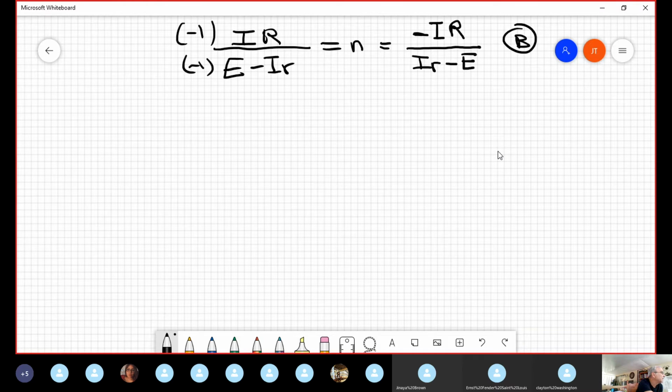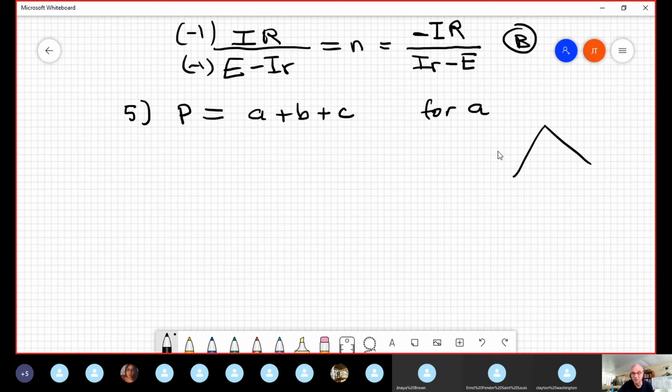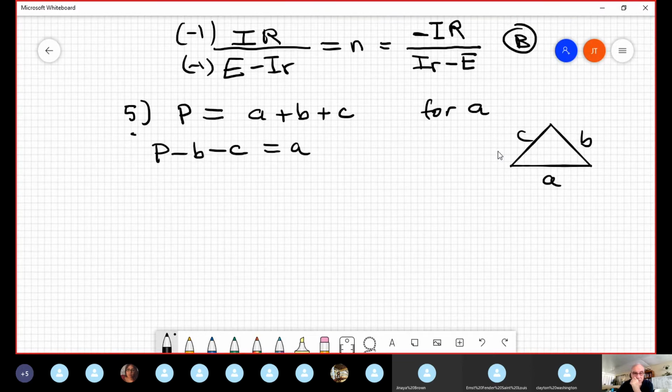Number 5. Oh, number 5 is easy. Look. Number 5 is capital P is equal A plus B plus C. And you need to solve for A. I suppose get the perimeter of the triangle, but I don't care. Suppose the triangle, arbitrary triangle ABC, and the perimeter, capital P, is the sum of the different sides. A plus B plus C is the perimeter. And you solve for A is easy. You're subtracting B and you're subtracting C. End story.